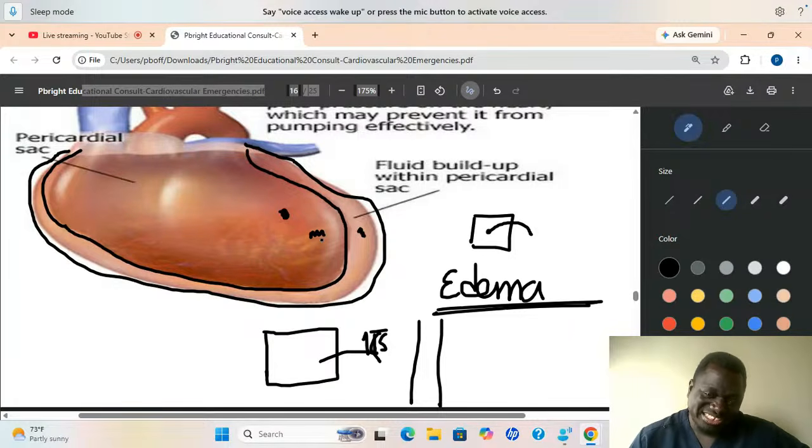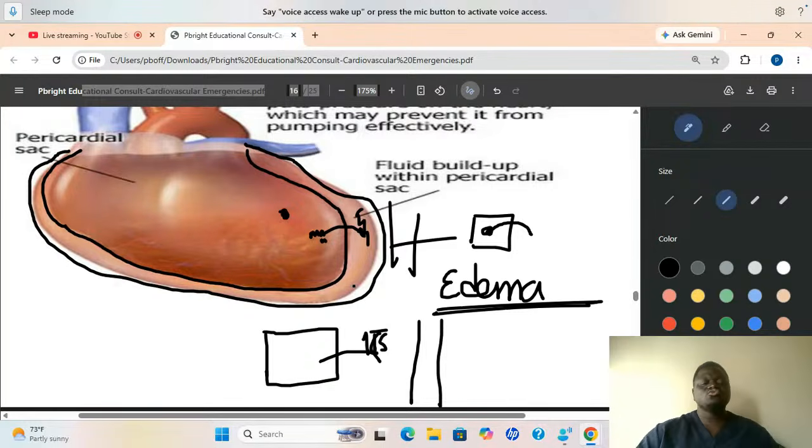The heart muscle has cells. Inside the cells, there is fluid. Okay. Do you see any blood vessel here? No. So this fluid has shifted, and the only space is the pericardial sac. Plenty. It will put pressure on the heart and cause obstructive shock.